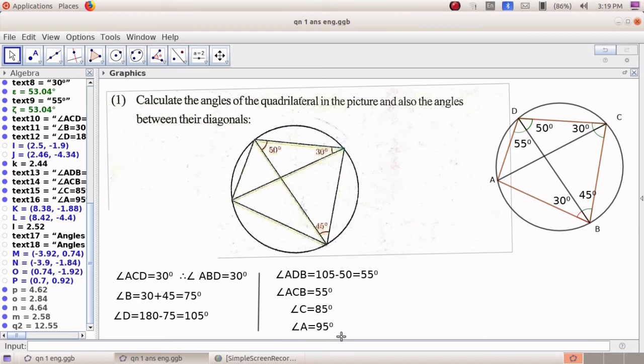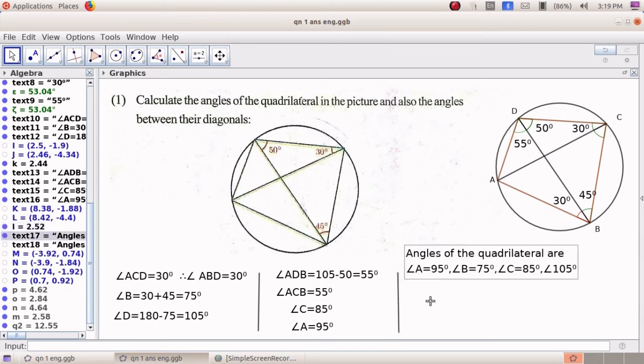Now all angles of the quadrilateral ABCD are known. We have calculated all angles, and let us write all those angles together. Angle A is 95, angle B is 75, angle C is 85, and angle D, here I left out the D, you have to read it as angle D is 105 degrees.